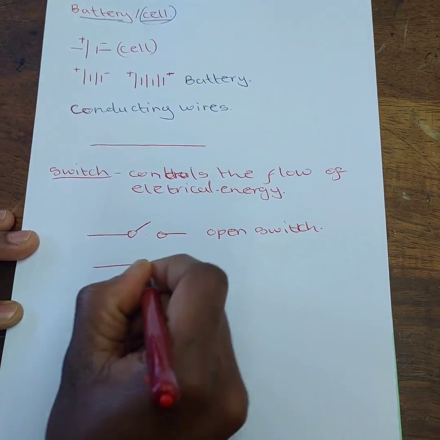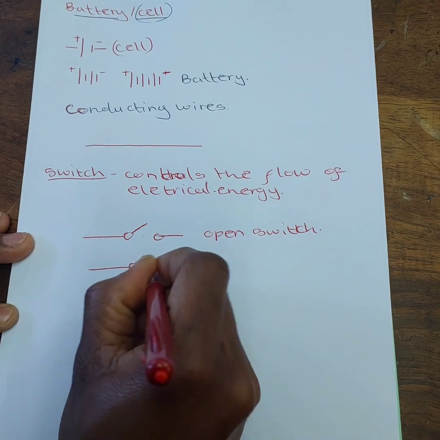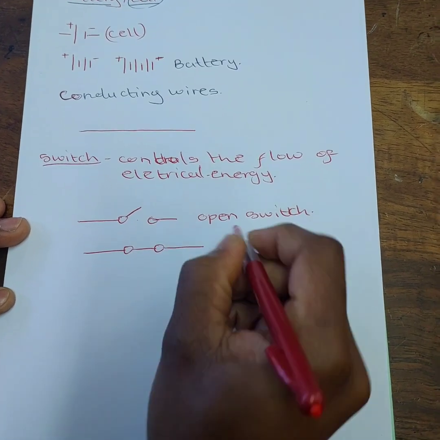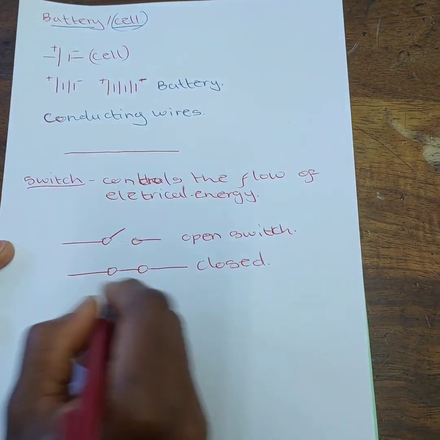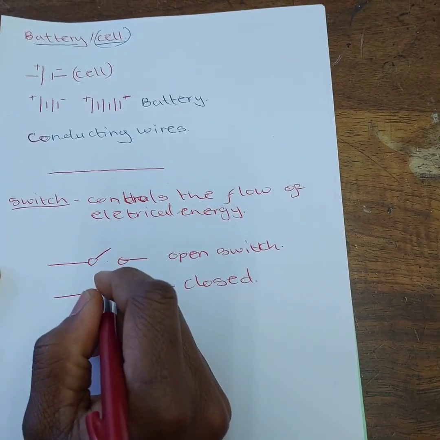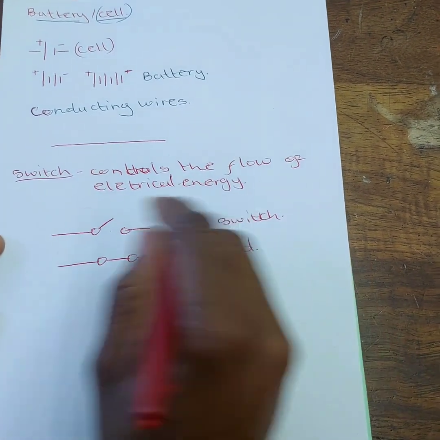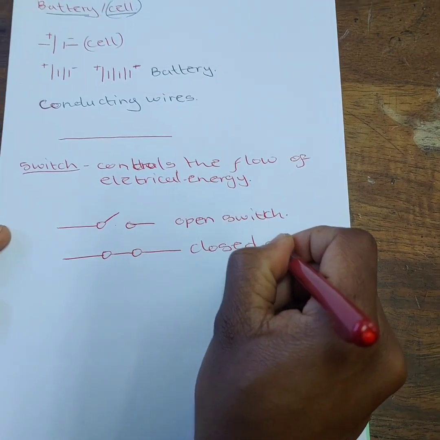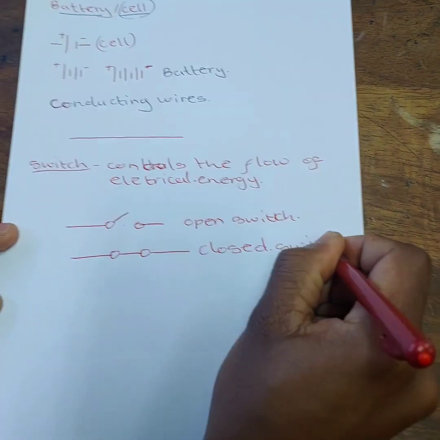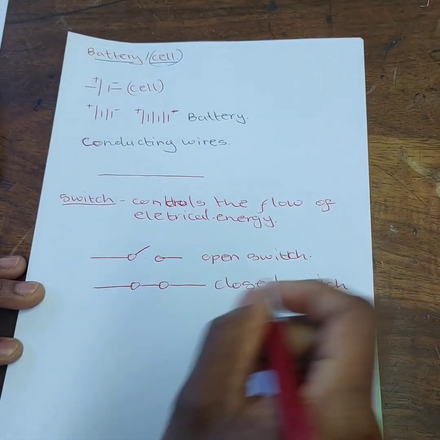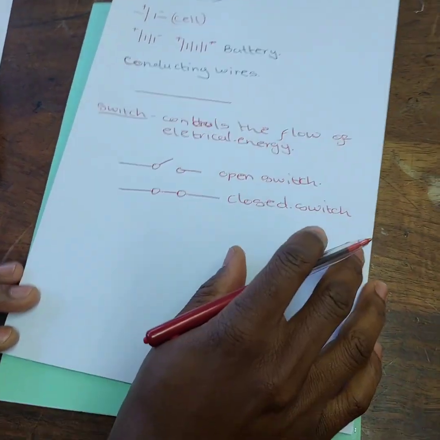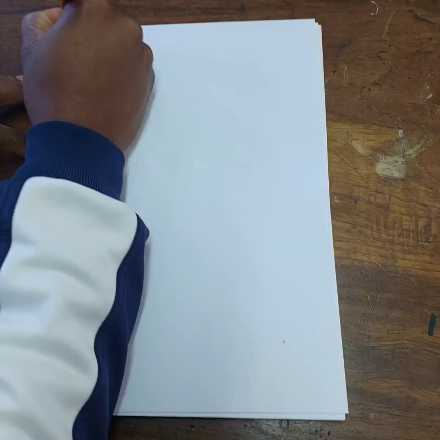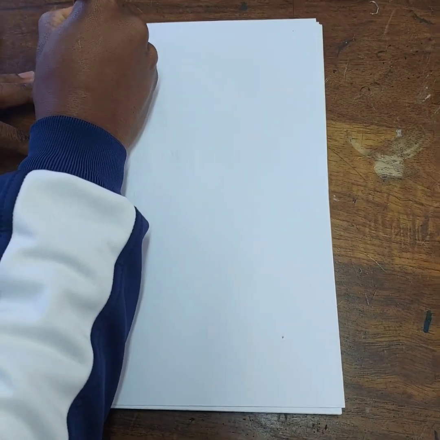And then we have a second situation where we say it's a closed switch. So when it's closed, the wires are fully connected and they complete the circuit. In this case, we say it's a closed switch, which creates a complete loop that allows the flow of electricity. And the next one will be drawing electric circuits.